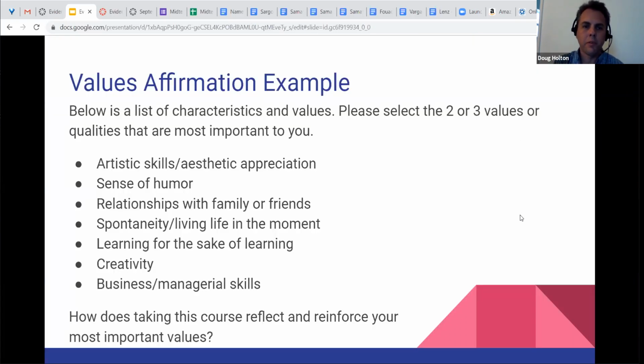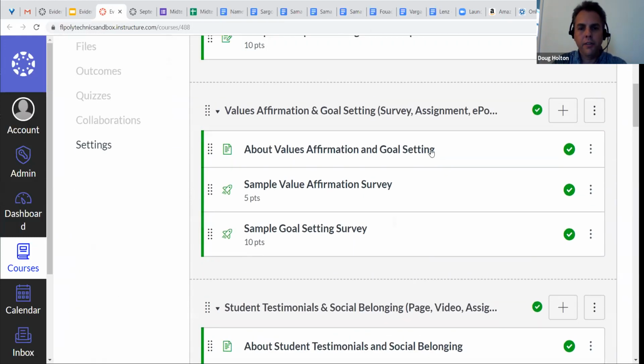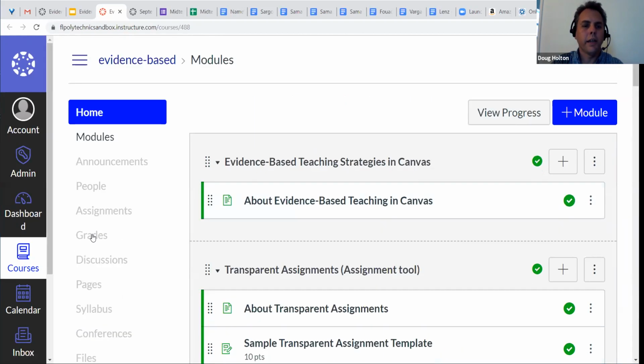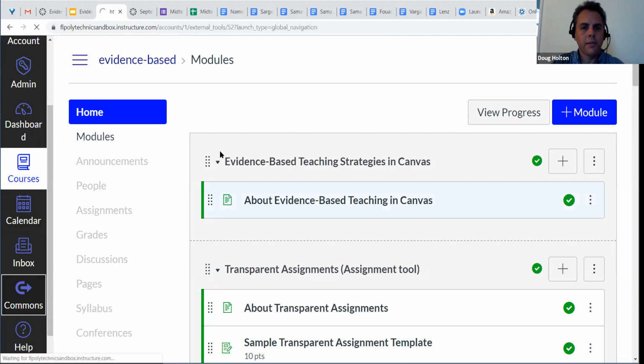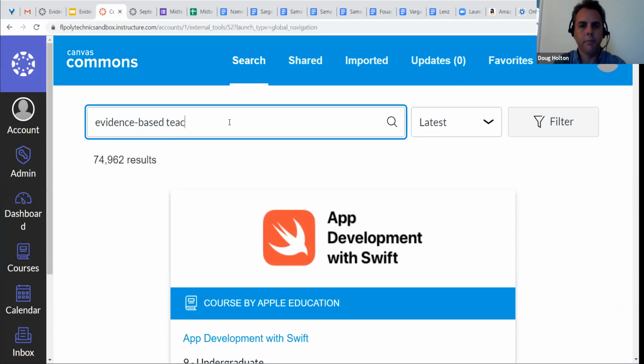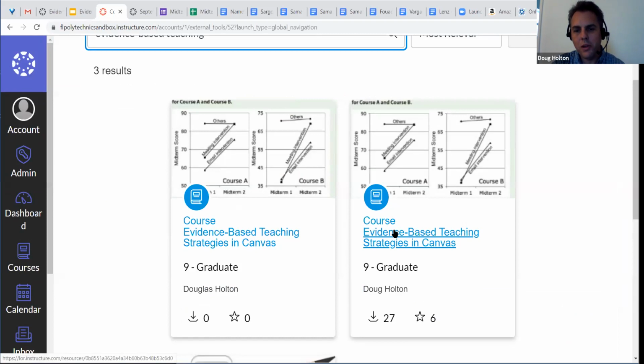This is an example of a values affirmation survey, and I forgot to mention this too, but I have examples of all these in a Canvas course that is linked to from the first slide too. This is what it looks like at the moment. I have examples already pre-built, like here's a values affirmation survey, a goal setting survey, and these are all in Commons too. So if you search Commons for evidence-based teaching, you'll see this whole course resource that I've shared there. It's there twice because once I shared it from Valencia and now from Florida Poly. They're both very similar, but the first one is the newest one, in case you want.